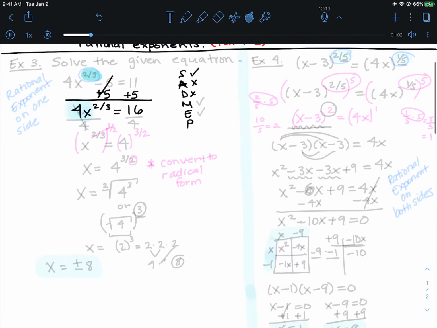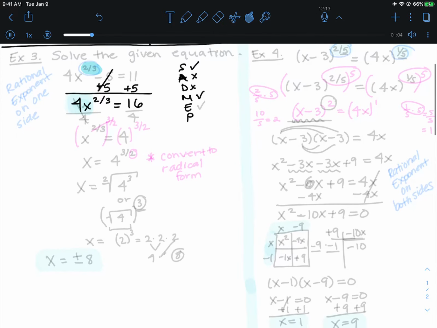So addition, no. Division, no. Multiplication, yes, we do. The multiplication part is right here between this 4 and this x. So these two are being multiplied. How do we get rid of multiplication? We divide. What I do to one side, I do to the other. So now this cancels out, leaving me with x to the power of 2/3, and then 16 divided by 4 is going to be 4.